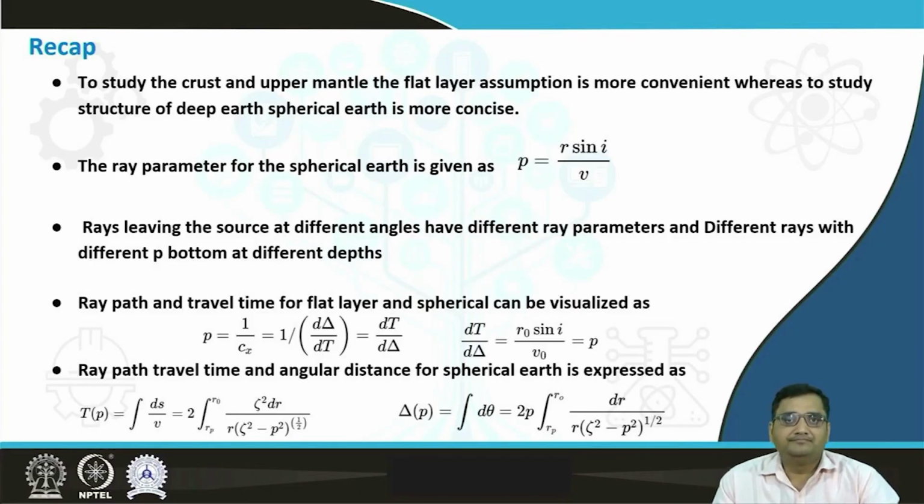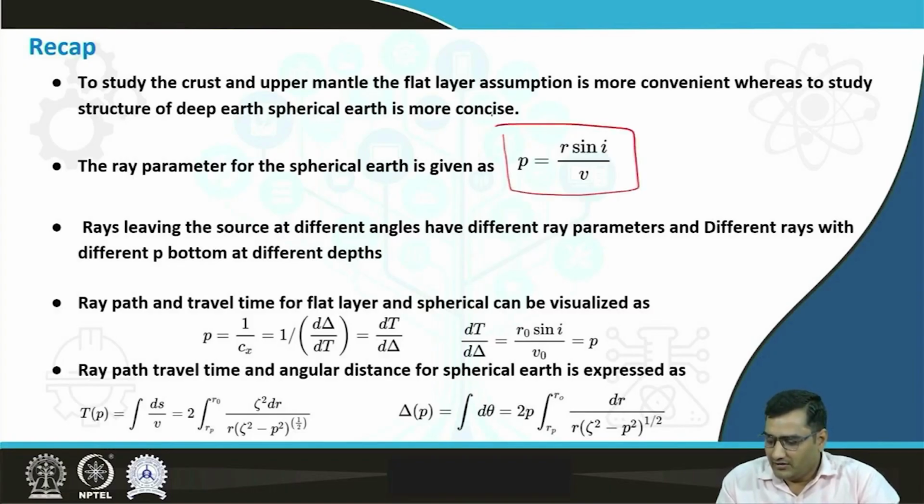In the recap, in the previous lecture, we learned that to study the crust and upper mantle, the flat layer assumption is more convenient, whereas to study the deep earth structure, the spherical earth is more concise. The ray parameter for the spherical earth is given by p = r sin i / v. Rays leaving the source at different angles have different ray parameters, and different rays with different p bottom at different depths.